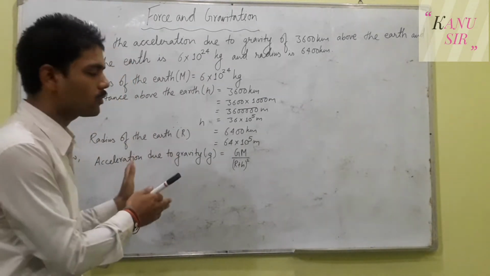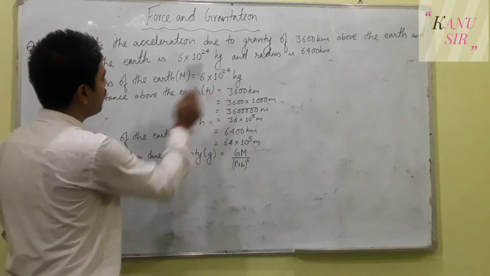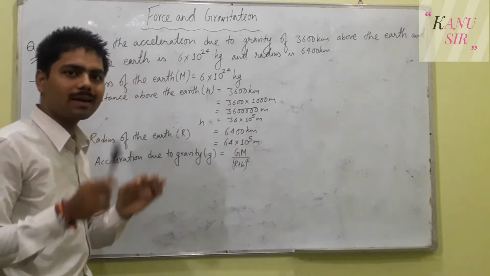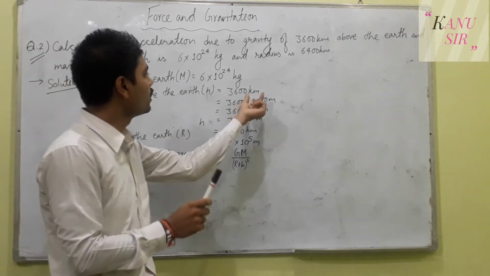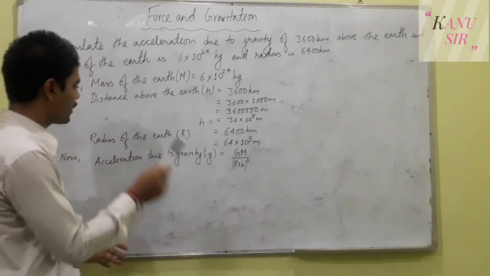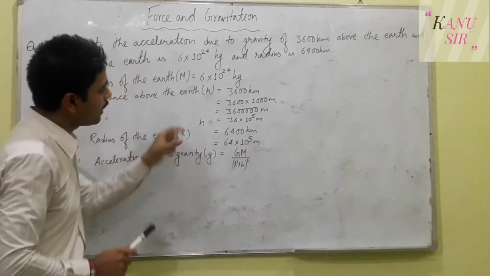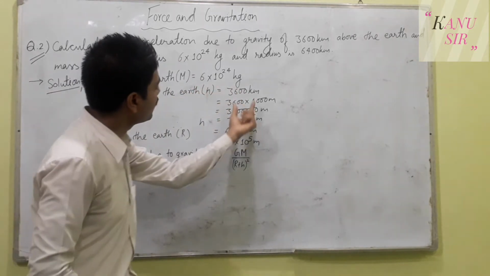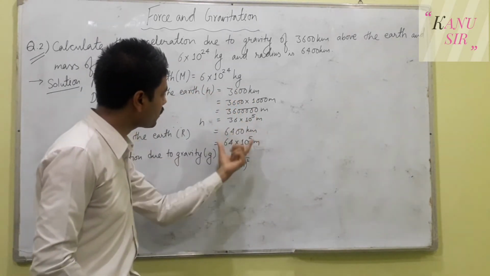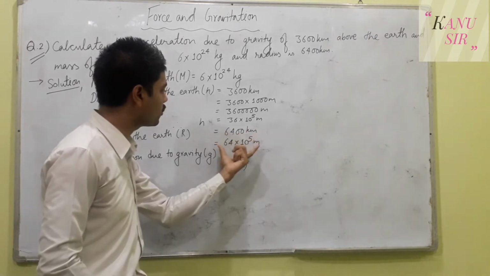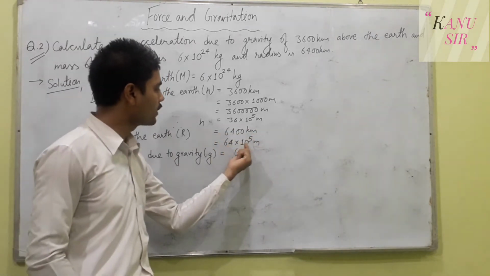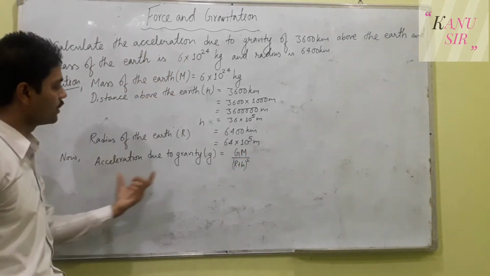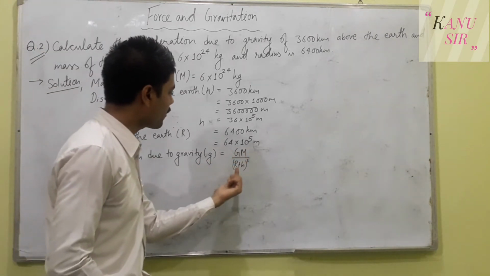So first we will write the given data here. The mass of the earth is noted down, and the distance above the earth is also noted down and converted into meters, because the SI unit of length is meter, so we have to change kilometers into meters. The radius of the earth is 6400 km, and in the same process we change it into 64 into 10 to the power 5 meter. And now what is asked? The acceleration due to gravity. So the formula is G M upon (R plus h) whole square.